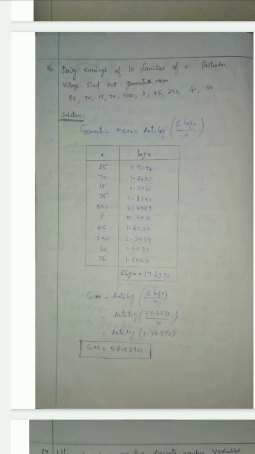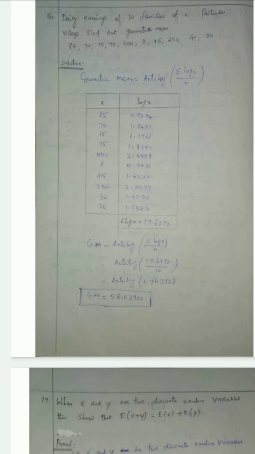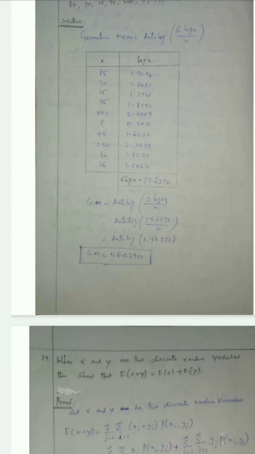So log 85 is 1.9294, log 70 is 1.8451, log 15 is 1.1761, log 75 is 1.8751, log 500 is 2.6989, log 8 is 0.9031, log 45 is 1.6532, log 250 is 2.3979, log 40 is 1.6021, log 36 is 1.5563. So taking the summation, log x value is 17.6372.